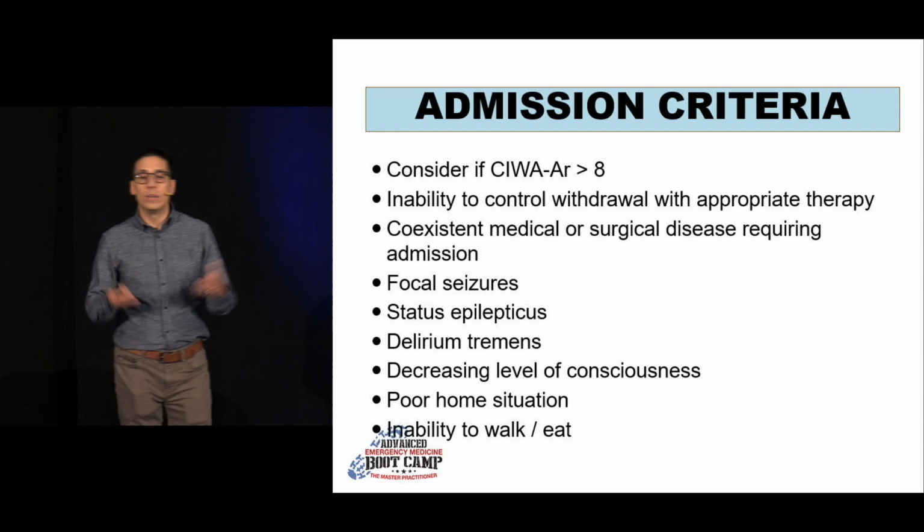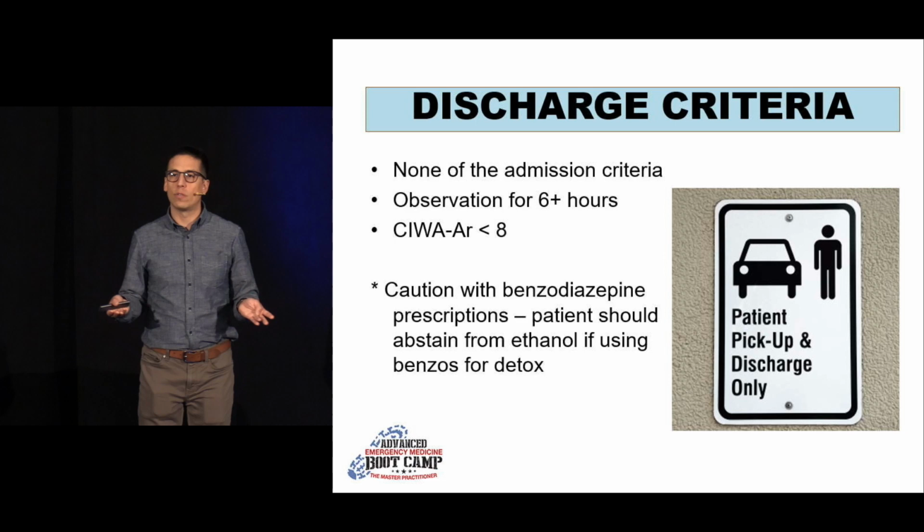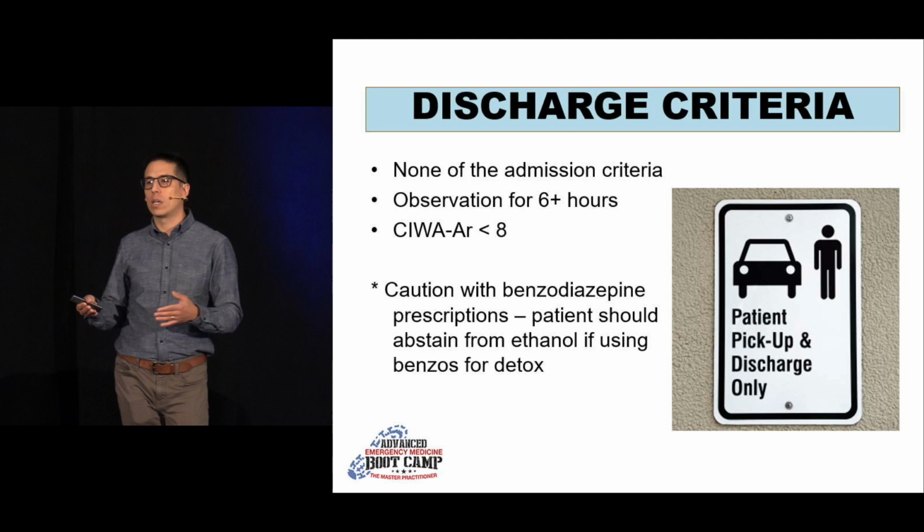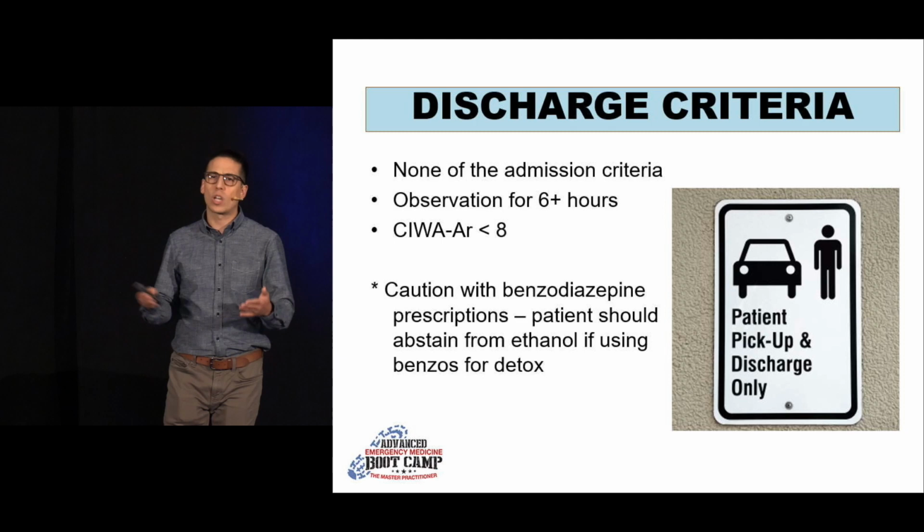Discharge: none of the above. You watch them for a few hours. Their CIWA stays less than 8. You can give them a dose of a long-acting oral benzodiazepine and send them home. It's up to your discretion whether or not you think they can go out with a benzodiazepine prescription, but I'd be cautious, particularly in this era of the opioid epidemic and us being unjustly blamed for it, with giving them a very large or long supply of benzos, particularly if you're not confident that they're not going to return to drinking, and most of them will.